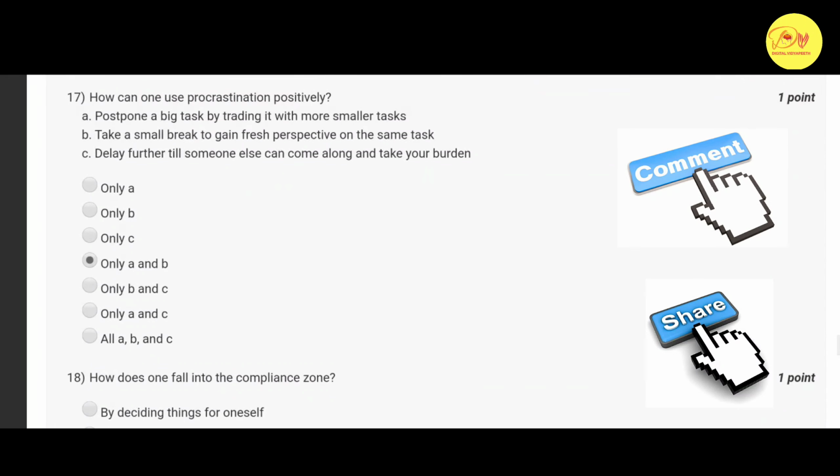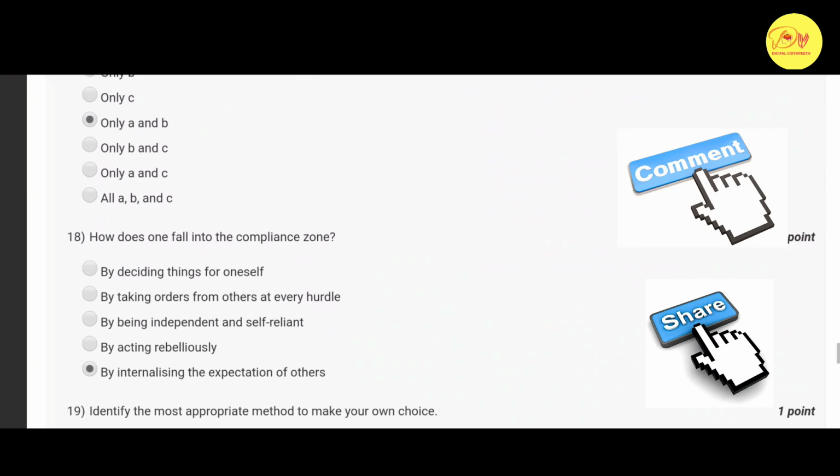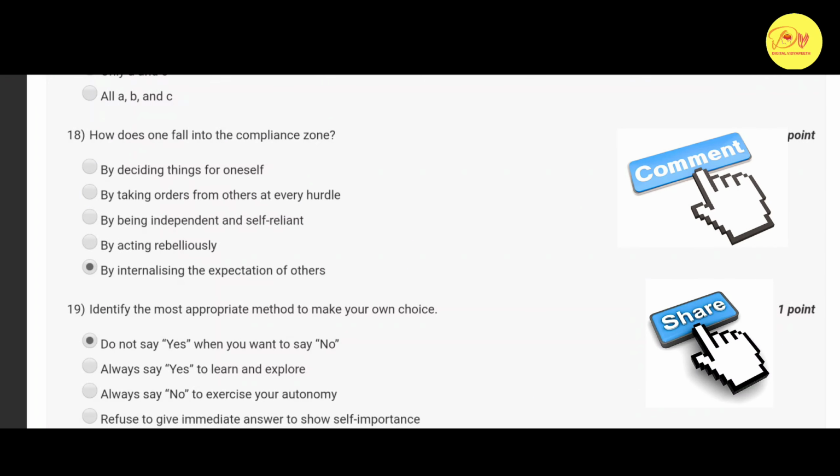Our 17th question is, how can one use procrastination positively? Correct option is D, only A and B. That is, postpone a big task by trading it with more smaller tasks. Take a small break to gain fresh perspective on the same task. Our 18th question, how does one fall into the compliance zone? Correct option is E, by internalizing the expectation of others.